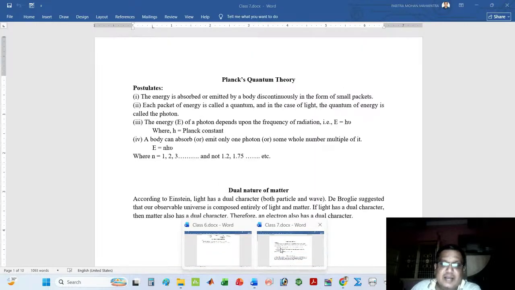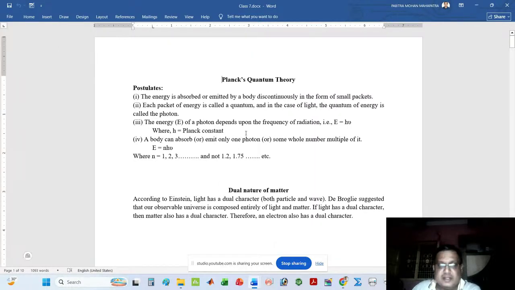In this class, I will explain a new concept, that is your Planck's quantum theory. What is Planck's quantum theory? It is a very important question. It will come in the exam. Is it 2 or 3 marks? The question is, what are the postulates of Planck's quantum theory?